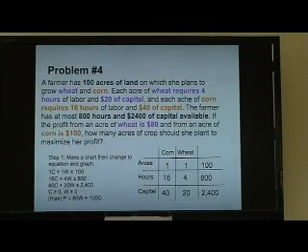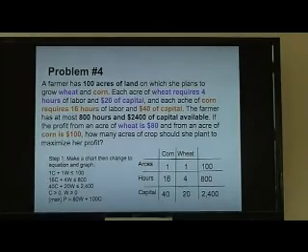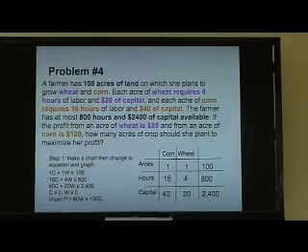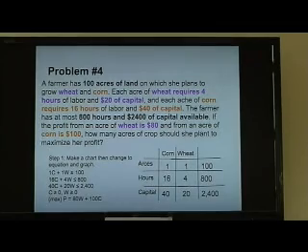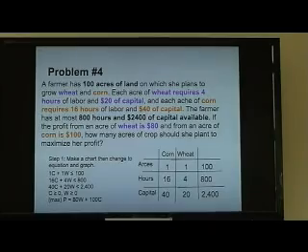Problem 4. A farmer has 100 acres of land on which she plans to grow wheat and corn. Each acre of wheat requires 4 hours of labor and $20 of capital. And each acre of corn requires 16 hours of labor and $40 of capital. The farmer has at most 800 hours and $2,400 of capital available. If the profit from each acre of wheat is $80 and each acre of corn is $100, how many acres of crops should she plant to maximize her profit?